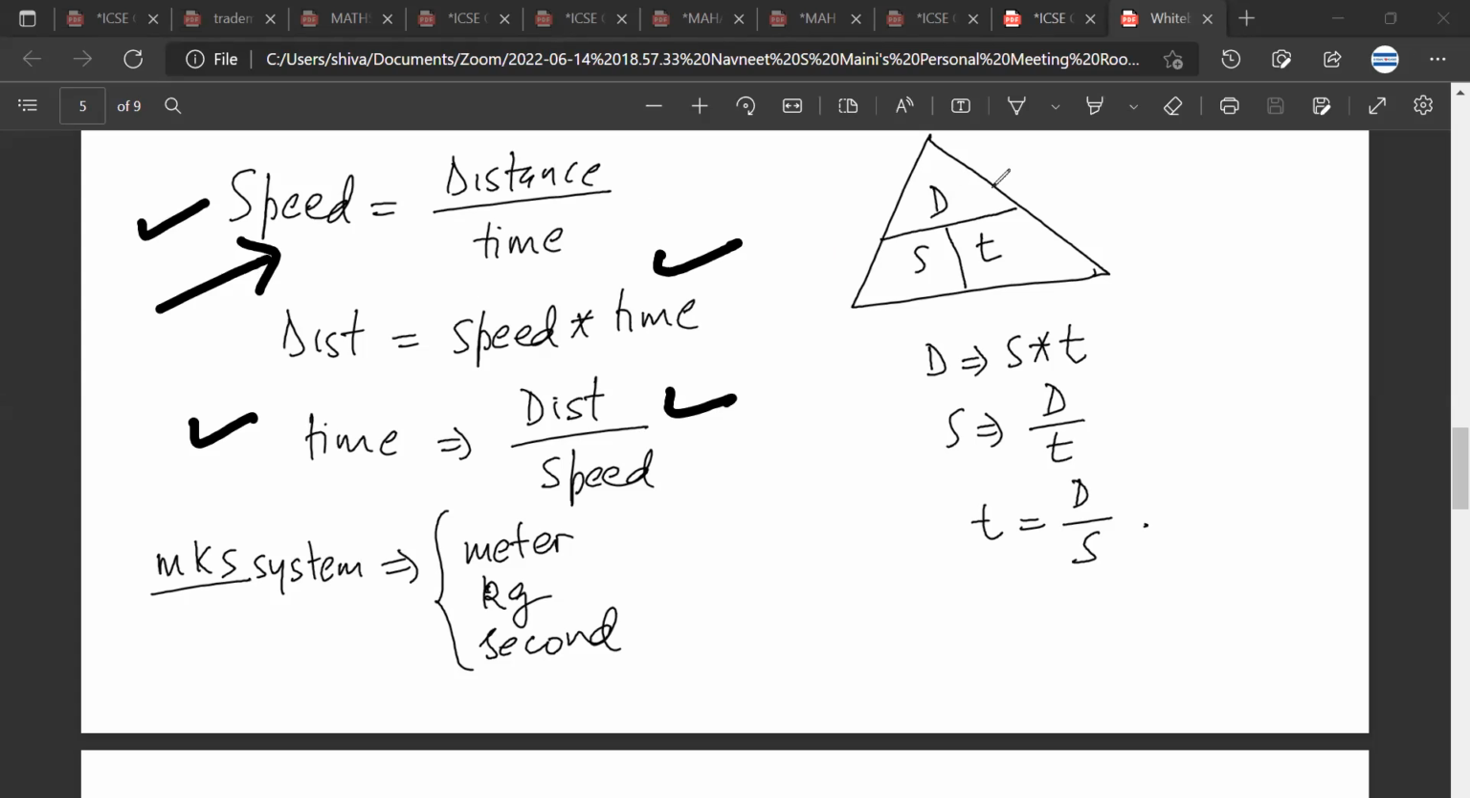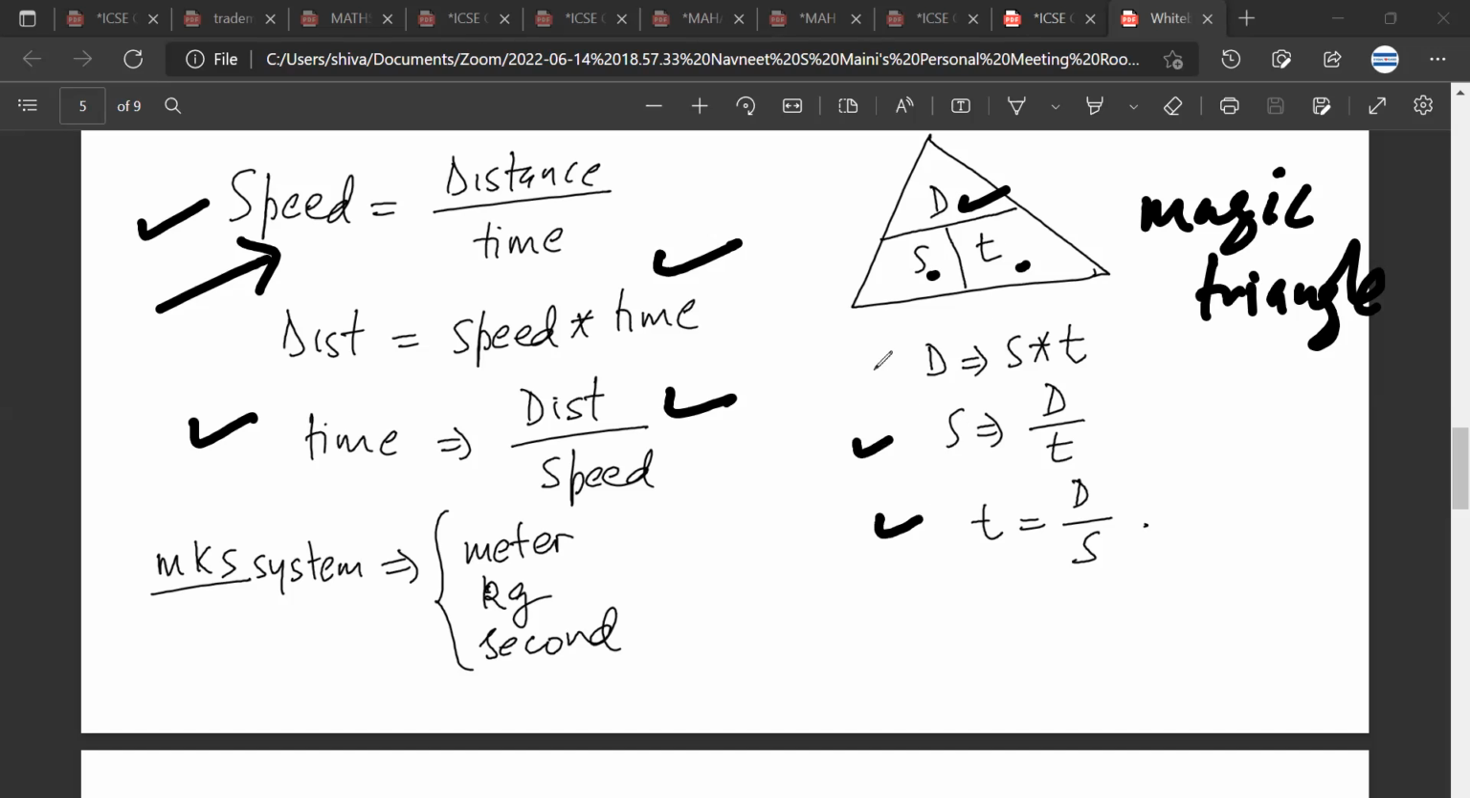Sir. So this is the magic triangle. If you ever forget, distance, speed, time: distance can be written as speed into time, speed can be written as distance upon time, and time can be written as distance upon speed. Any doubt? Okay. We'll discuss in detail what is the MKS system.